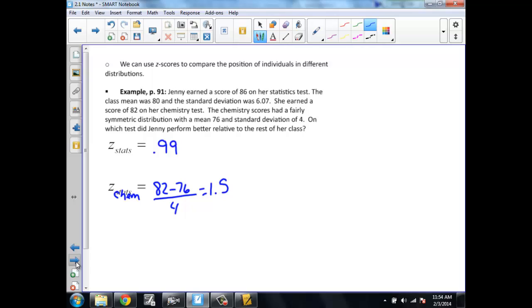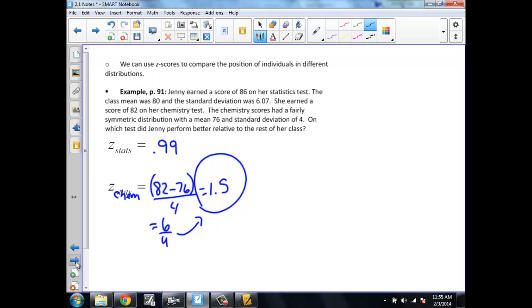So she's 1.5 standard deviations above the class average in chemistry versus 0.99 in stats. Which one did she do better on? The chem exam. She had a higher Z-score for the chem exam. 82 minus 76 is 6 divided by 4. Be careful there. If you type this all in at once, you need to put parentheses around that, otherwise order of operations is going to goof you up. I'm glad you said that because I'm sure you're not the only one.